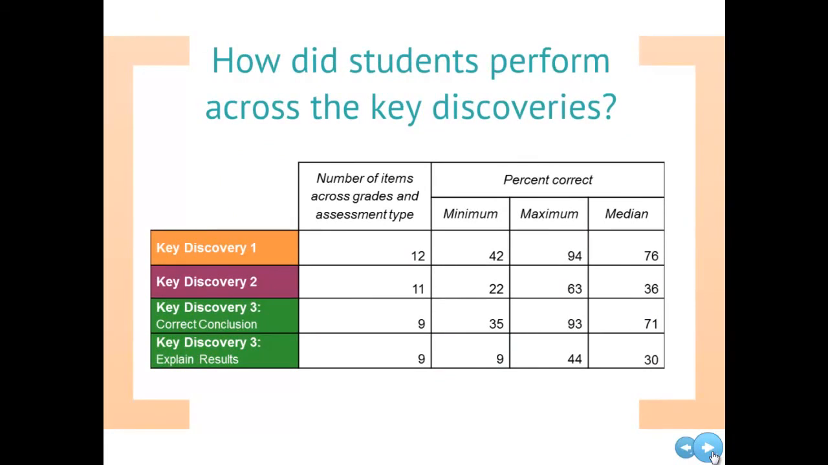This table provides a summary of the results used to support the 3 key discoveries we just mentioned. The table shows the minimum, maximum, and median % correct to demonstrate the ranges of student performances on the skills identified within each of the key discoveries. Also shown are the number of items across grades and assessment types. For example, there were a total of 12 hands-on and interactive computer tasks that reflected Key Discovery 1 and asked students to make straightforward observations. Students who were able to do so ranged from 42 to 94%.